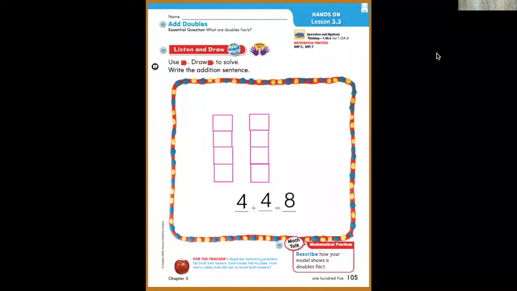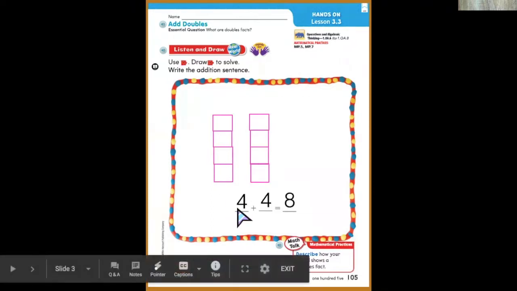Now, here's a really special part about this addition sentence. Notice that we are adding the same number together, 4 and 4. When we add the same number together, it is called a double. 4 plus 4 equals 8. That is a double because we're adding the same number, which is 4.